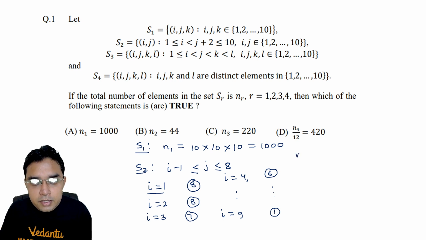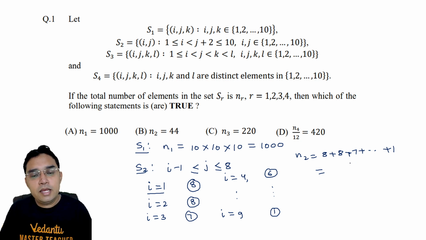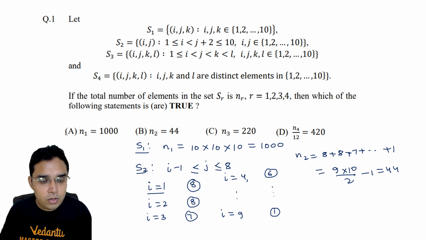So here this n2 value will be 8 plus 7 and so on up to 1. So if we do the total, it is actually the sum of the first 9 natural numbers less 1. So it will be 9 into 10 upon 2 minus 1, that is 44. So far we have got A as the answer and also B as the answer.